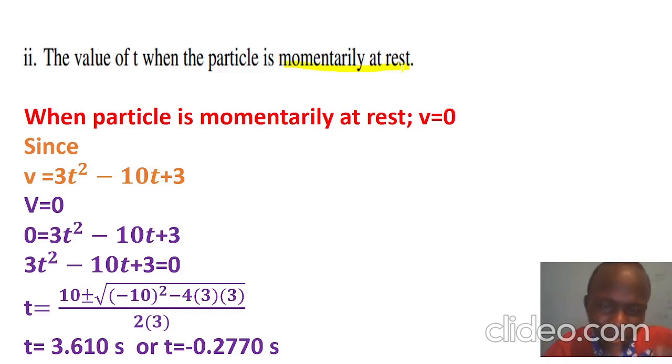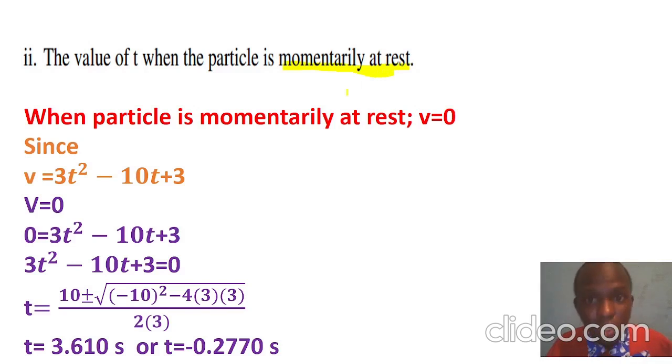The question can be framed this way also. Find the value of t when the particle is instantaneously at rest. So at an instant where the particle is just at rest, that instant is what we say the particle is at rest. Now, maybe you have understood what we mean by momentarily at rest.